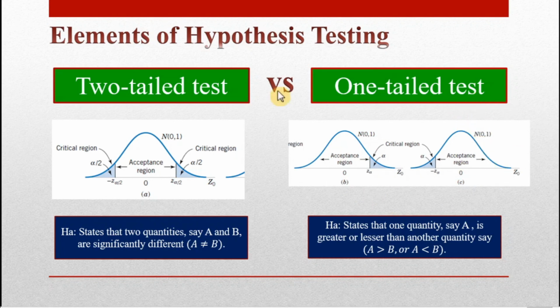And how do we know when to conduct a two-tailed test or a one-tailed test? It should be indicated in the problem. So if the problem says to do a hypothesis test whether two quantities are significantly different, then we are doing a two-tailed test. But if it is specified in the problem that we want to test specifically whether A is greater than B or is less than B, then we should conduct a one-tailed test.